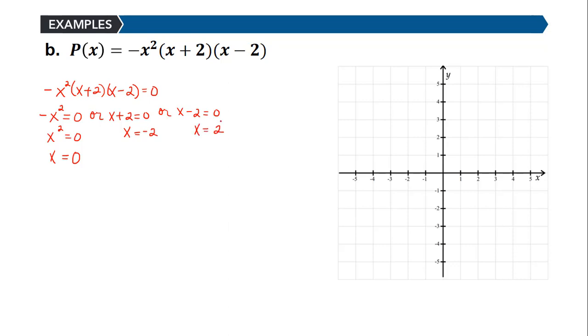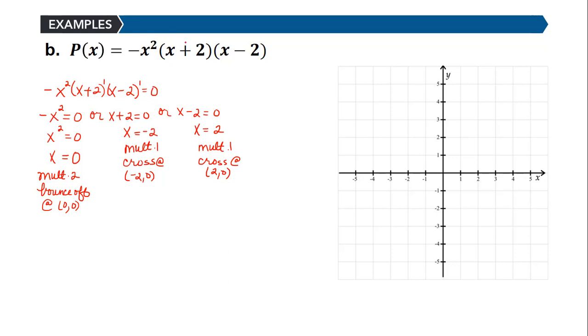The multiplicities of those zeros: because x squared was a factor, the zero of 0 has a multiplicity of 2. Because (x + 2) is raised to the 1 and (x - 2) is raised to the 1, both -2 and 2 have a multiplicity of 1. And so we know that the graph will cross at (-2, 0), and it will cross at (2, 0), but it will bounce off at (0, 0).